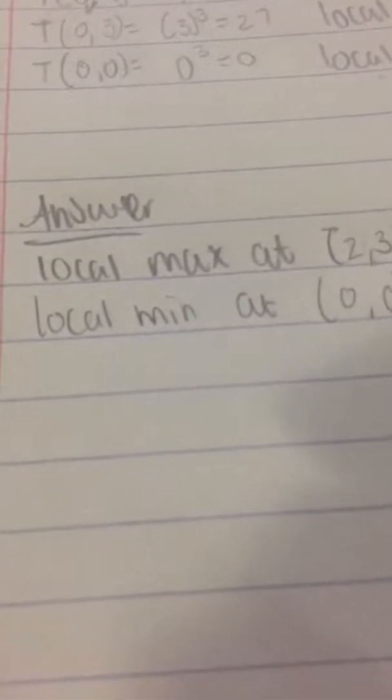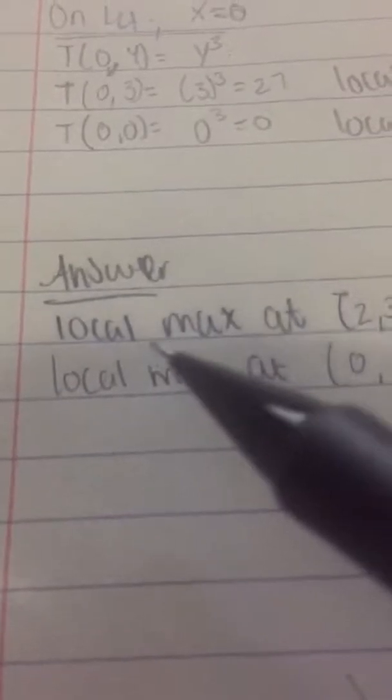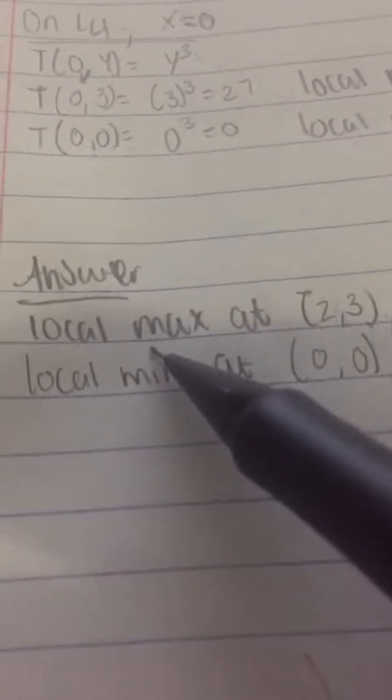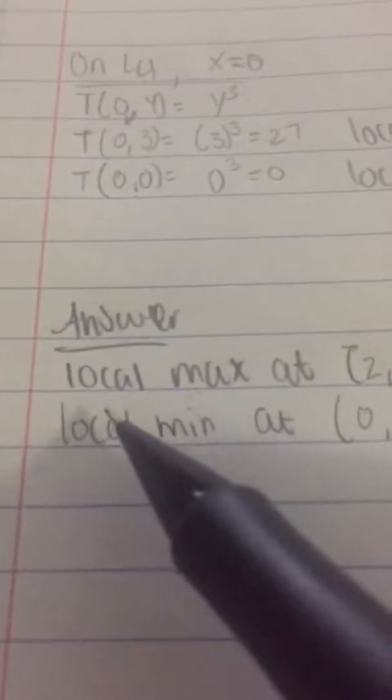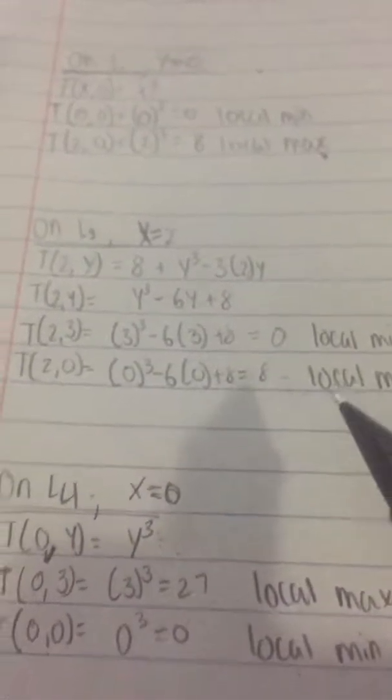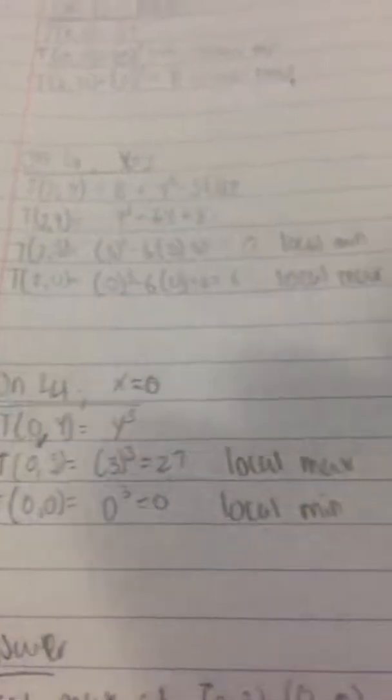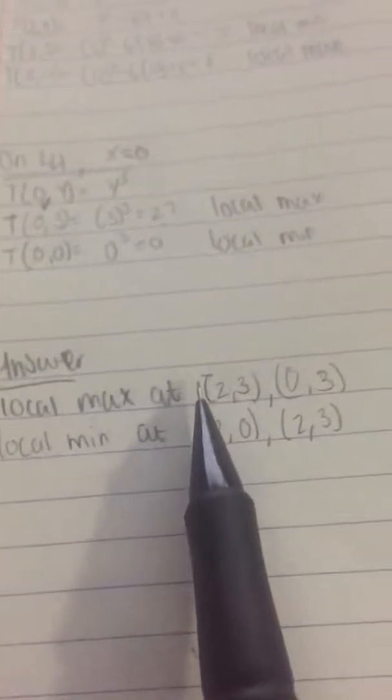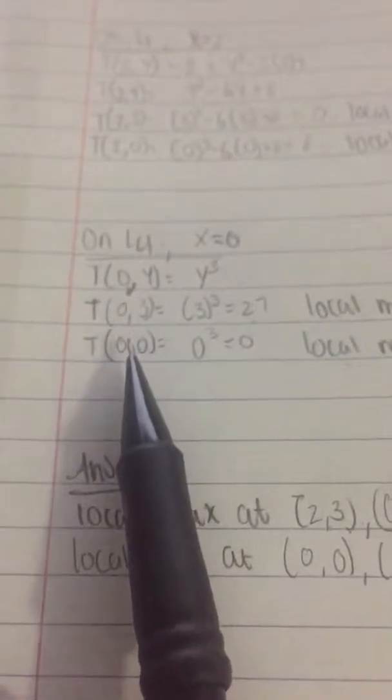Pretty much just to summarize what you answer, I'm guessing this is what the question is asking: it says where are the hottest points on the square plate. I guess the hottest points are the local max, but I wrote the local max and mins. To determine the local max, you just look at the highest values across lines 1, 2, 3 and 4. The highest value you got was 27 here, and I also got 27 here. So I'm going to say the local max is at the point 0 3.